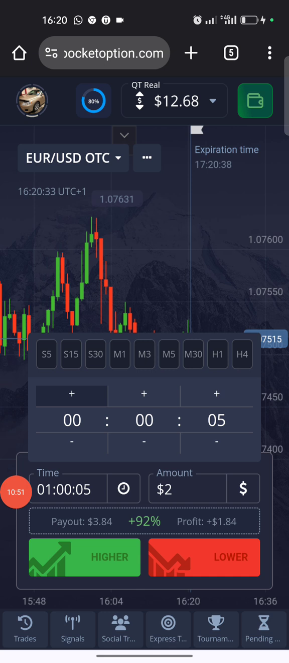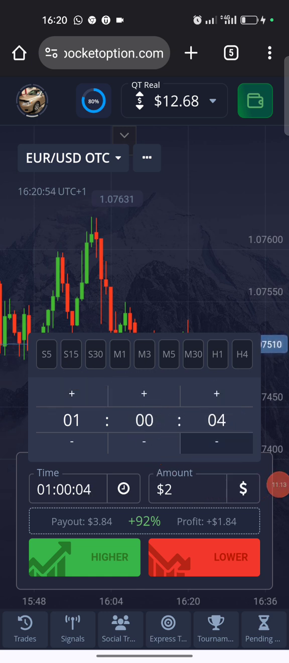You can just put it maybe to 5 seconds. Like I said, you can start from 5 seconds. Just put it on 5 seconds straight. Okay, from there you can go ahead. This is where the seconds is, this is where the minutes is, and this is where the hours is.